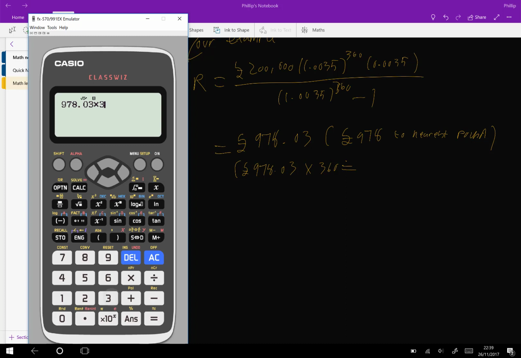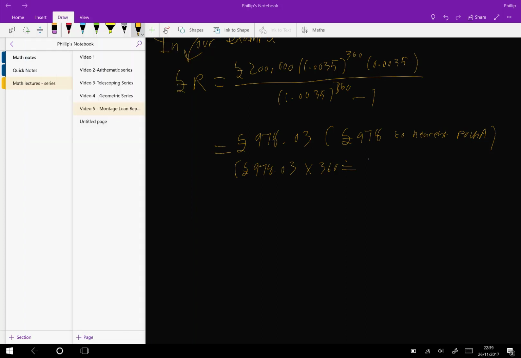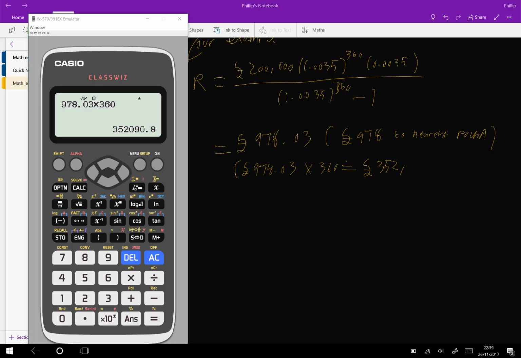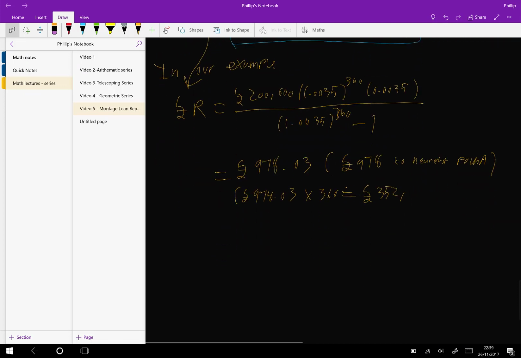So that times 360 is essentially the total cost of the mortgage: 352,090.80. But if we didn't round down, we'd get 092. So we'd have an extra £1.20 if we didn't round down. But never mind, we did. So that's the total cost of the mortgage.